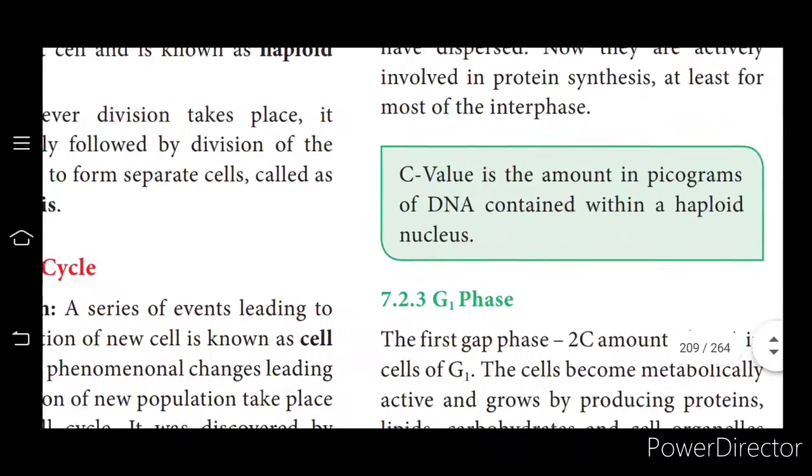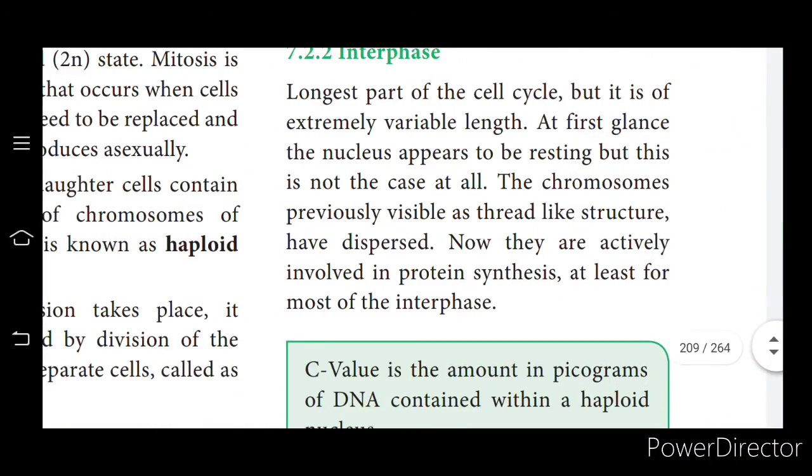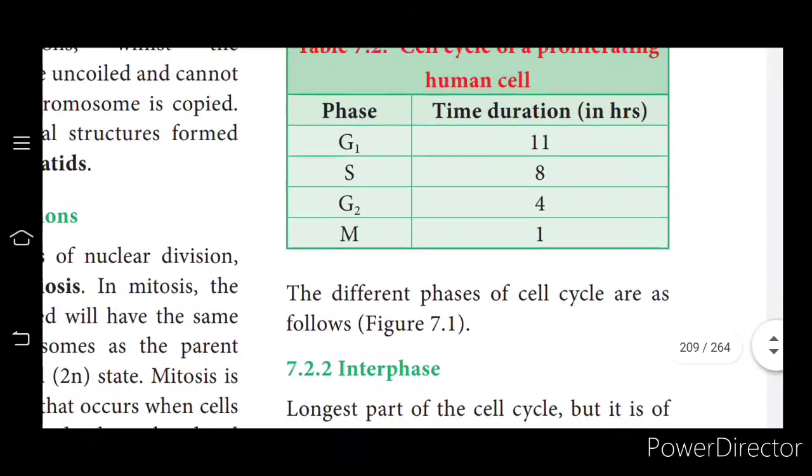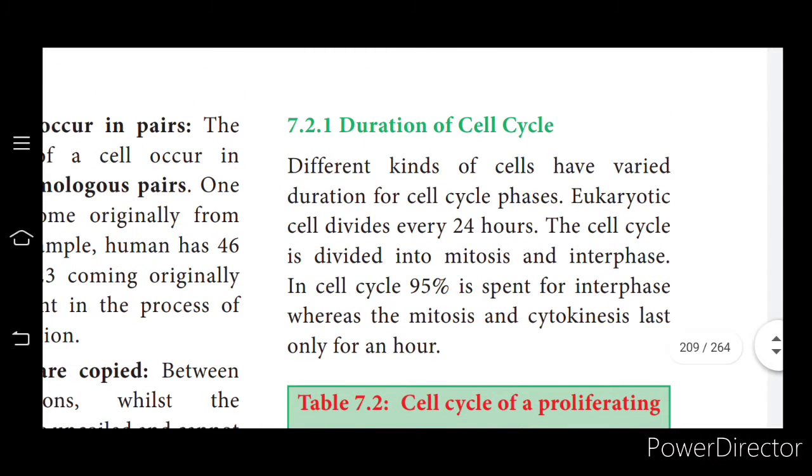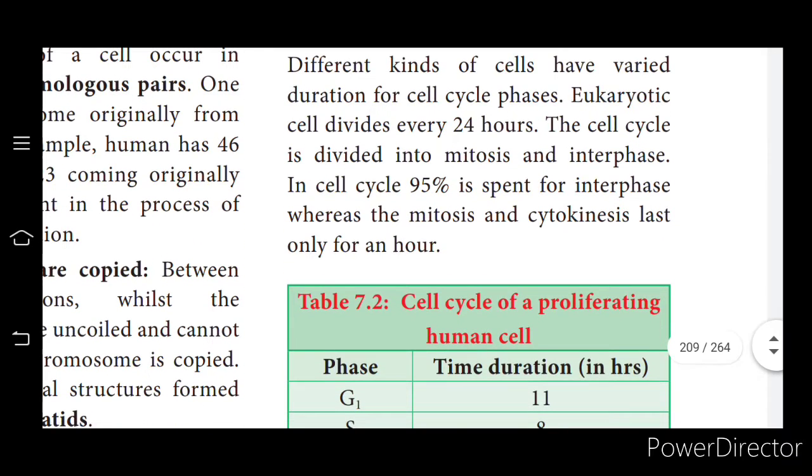The series of events includes several phases. For our understanding, we are just dividing them into different phases. Different kinds of cells have varied durations of cell cycle phases. A eukaryotic cell divides every 24 hours. It is important for your marks. The cells may divide by mitotic cell division.